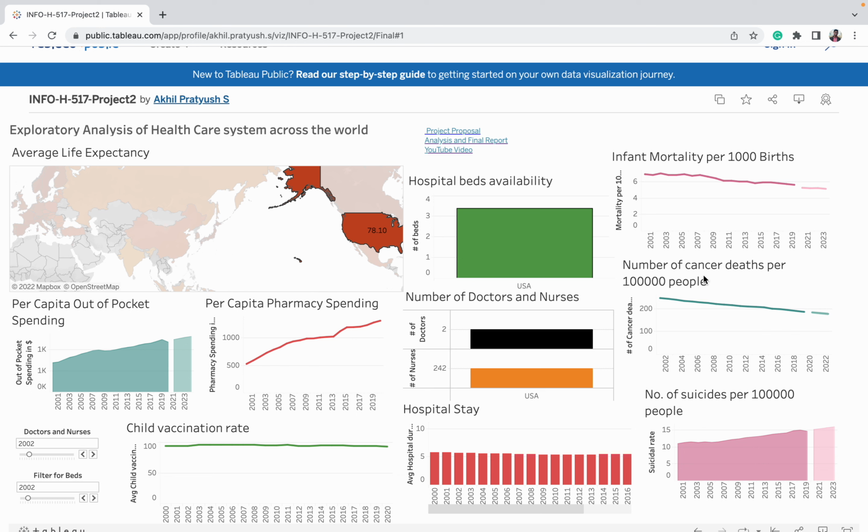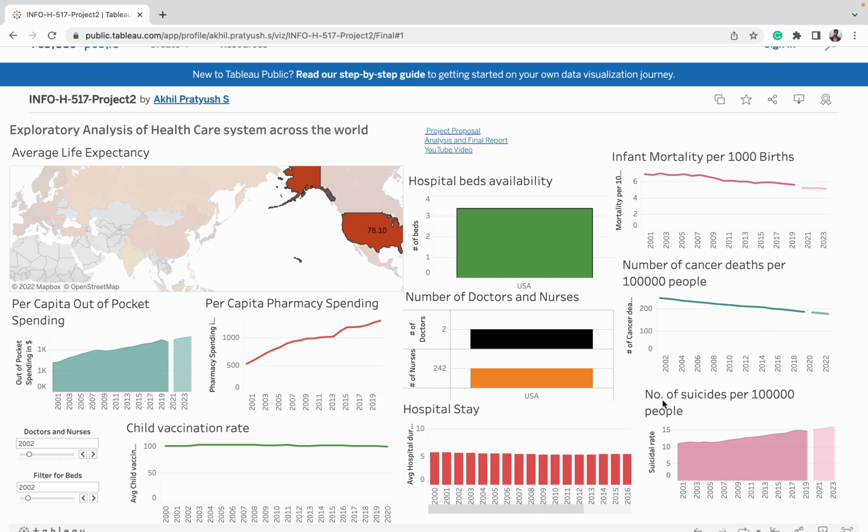We can also see the number of cancer deaths per 100,000 people, and cancer is a burning issue across the globe. The advent of modern medicinal techniques and methods has reduced the number of cancer deaths. When we look at the US here, we can see that cancer deaths are decreasing year by year, which is a good sign.